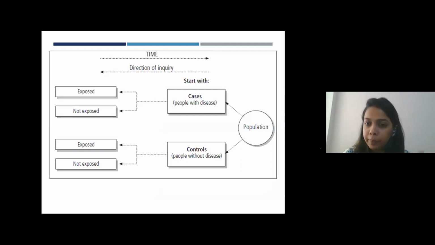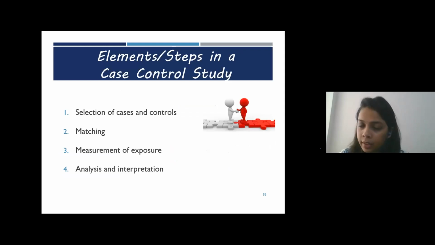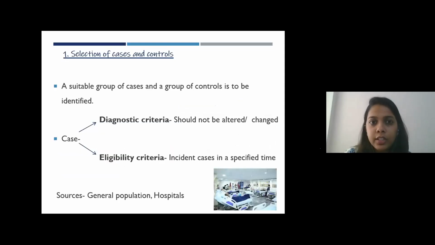So like I said, you're moving back in time. I mean, you're moving forward, but the direction in which you're studying is you're moving back. So there are four main elements in your case control studies. First is you select your cases and controls. Now you need to have your set diagnostic criteria and eligibility criteria, and it should not change throughout the study.